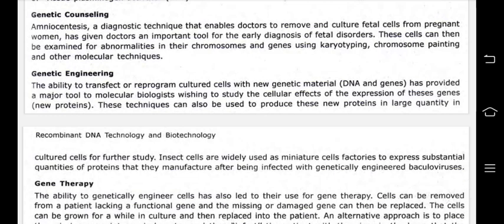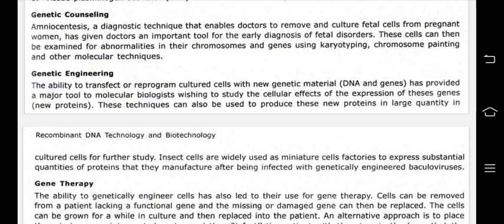What is genetic counseling? Amniocentesis. Amniocentesis, a diagnostic technique that enables doctors to remove and culture fetal cells from pregnant women, has given doctors an important tool for the early diagnosis of fetal disorders. The cells can then be examined for abnormalities in their chromosomes and genes during karyotyping, chromosome painting, and other molecular techniques.